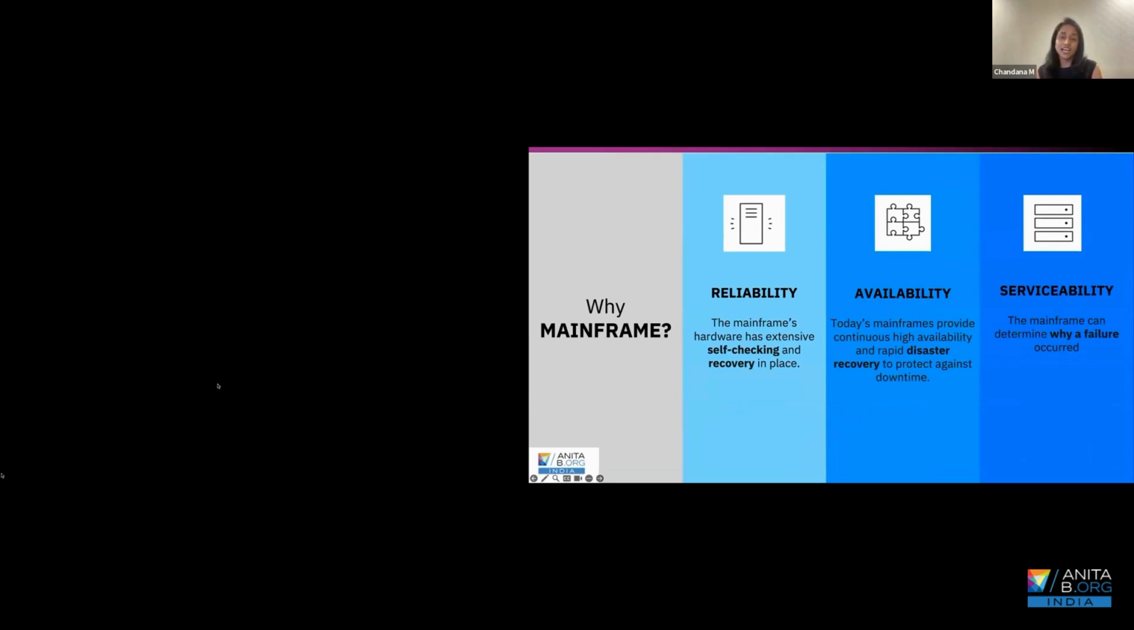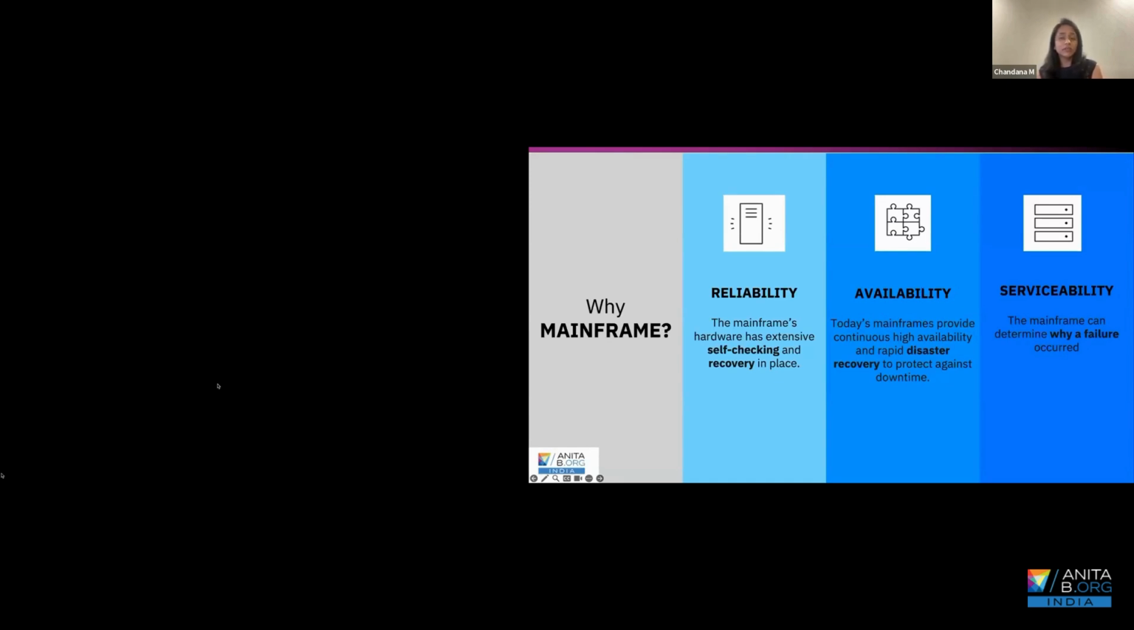The first thing is that it's reliable. In the case of a mainframe, any transaction has to go through every time, no matter how busy the system is. In the case of a bank transaction that you do, no matter how many people are using the same bank server, it has to go through. So it has to be reliable.